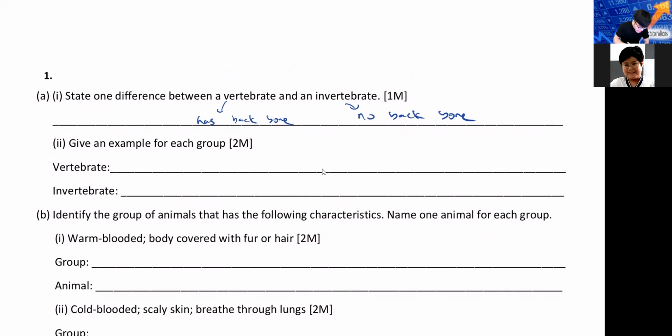Okay, so anyway, number 2, give an example for each group. So they want example of vertebrate. Okay, human lah. Okay, invertebrate is gonna be, I don't know, grasshopper.